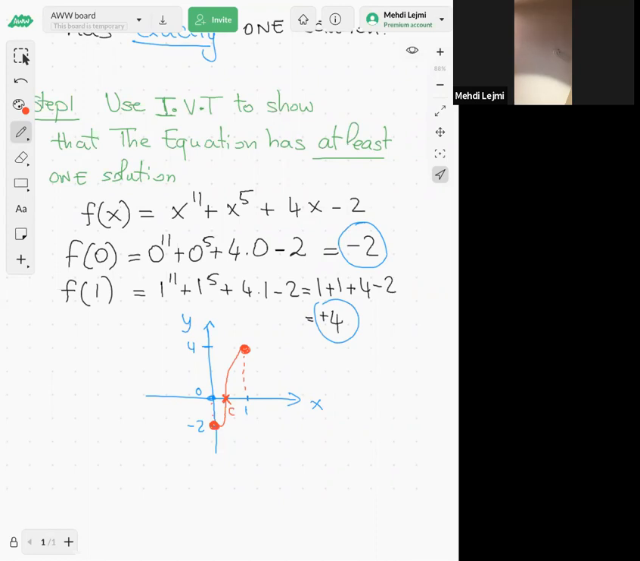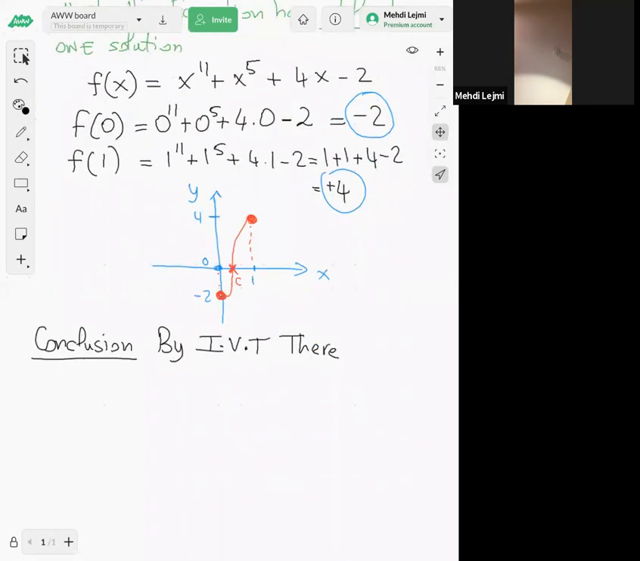So now the conclusion is that by the IVT, the intermediate value theorem, there exists a c such that f of c is 0.